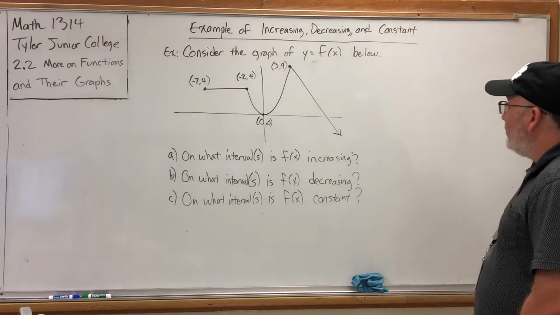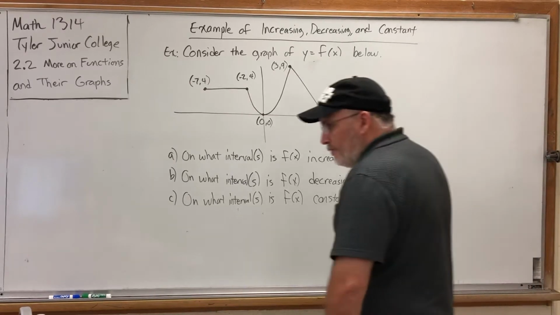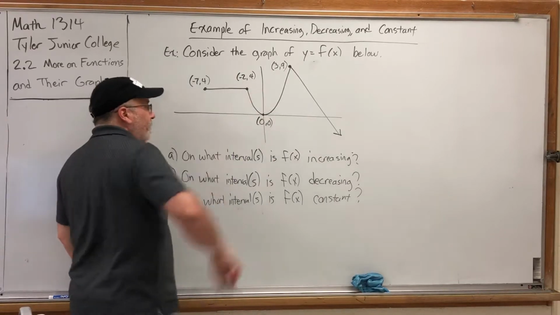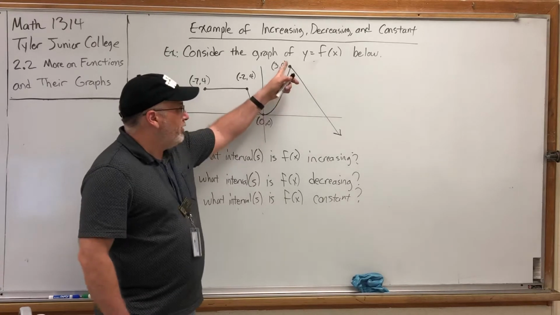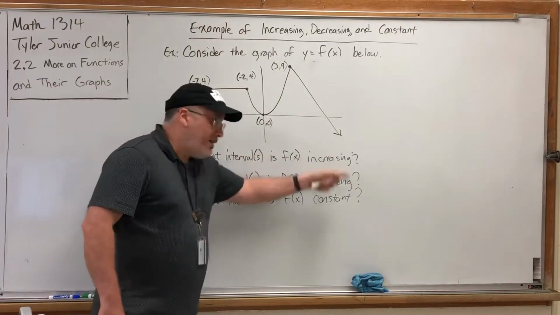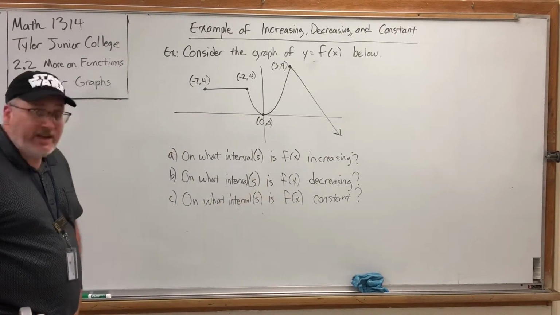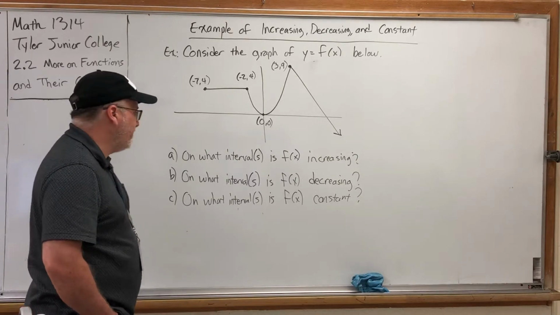Consider the graph of y equals f of x below. We've got this funky looking graph that's made up of pieces of multiple graphs. We've got a horizontal line segment on the left, we've got a parabola in the middle, and then suddenly the parabola takes a sharp turn and makes a line, geometrically a ray, going all the way down to negative infinity in the y direction. In the x direction, it's going to positive infinity.